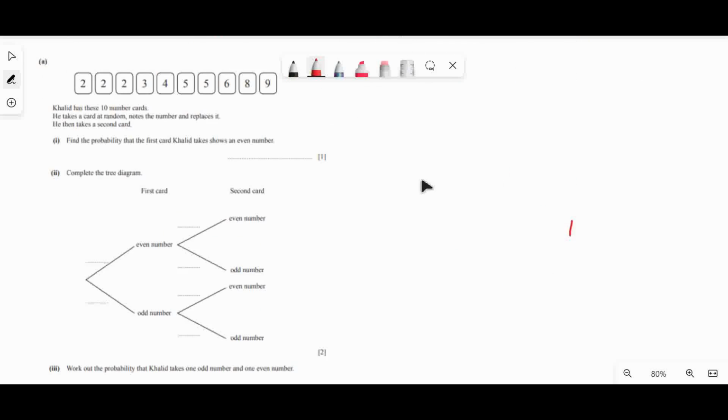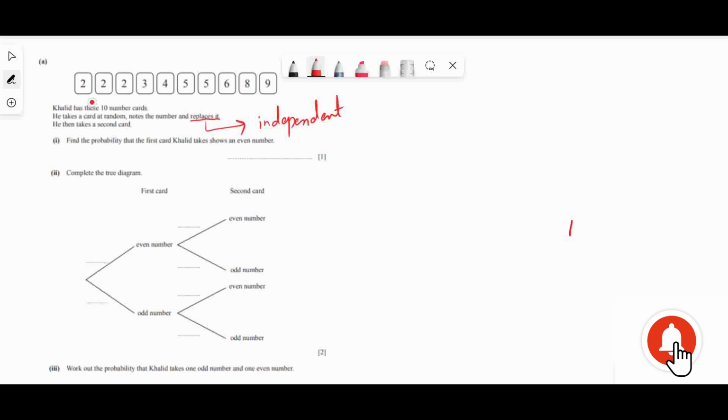This is the next question. Khalid has these 10 number cards. He takes a card at random, notes the number and replaces it. So again we can see that replaces it means that this is an independent event. The first pick will not affect the second pick. Now find the probability that the first card Khalid takes shows an even number.